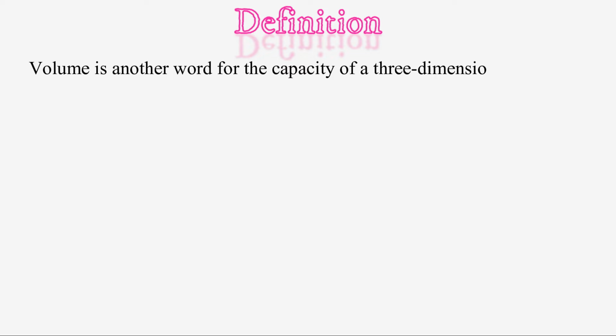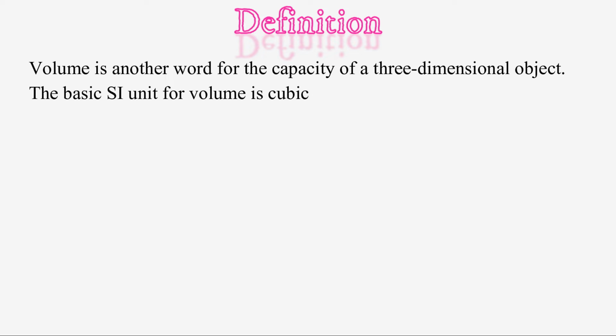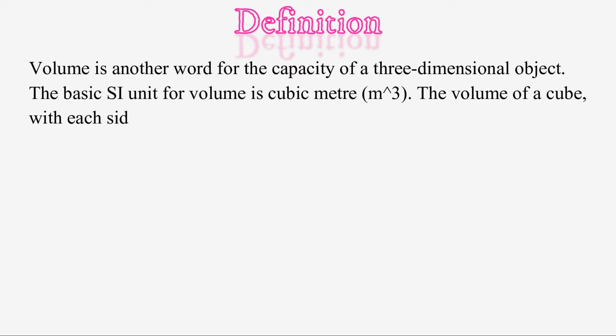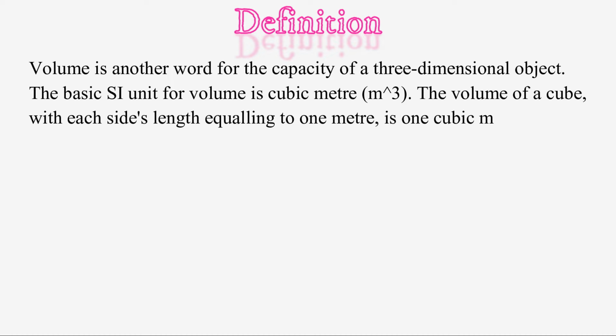As always, let's start off with the definition. Volume is another word for the capacity of a three-dimensional object. The basic SI unit for volume is the cubic meter. The volume of a cube with each side's length equaling 1 meter is 1 cubic meter.